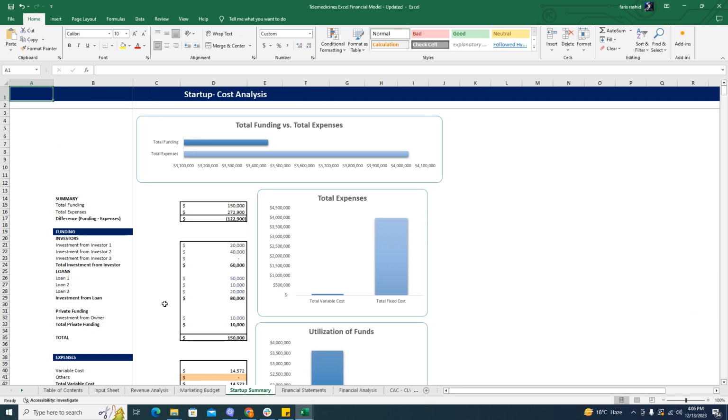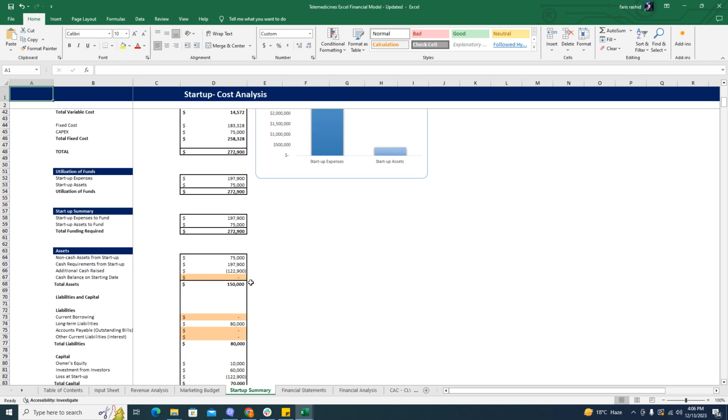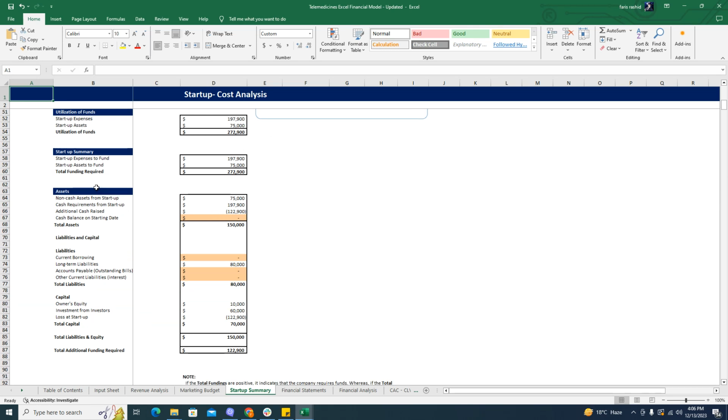The startup summary. This sheet basically gives you the startup summary of the business. It gives you the total funding, total expenses, and the difference. This value tells you about the fundings that would be required by the business. It is also shown in graphical context. It also includes a small 1 year balance sheet. As you can see over here, it includes total assets, total liabilities, and capital.